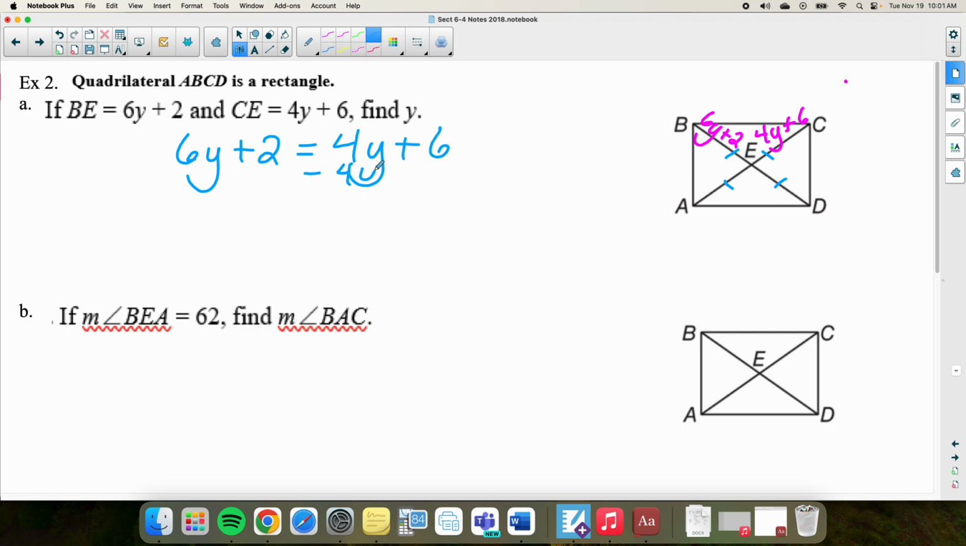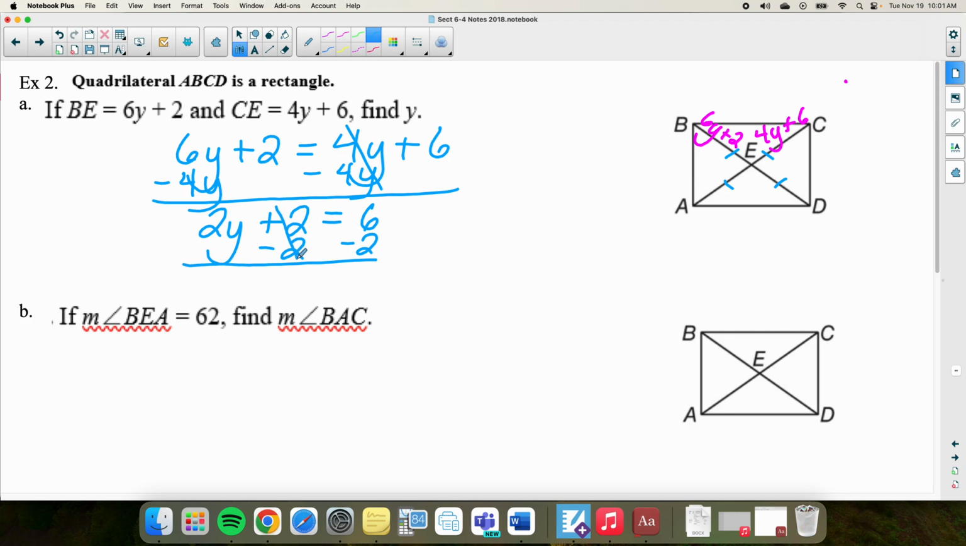So I'm going to subtract 4y. 6y minus 4y is 2y plus 2 is 6. Subtract 2, and I'd get 2y is 4. Divide by 2, and y is 2. All right?